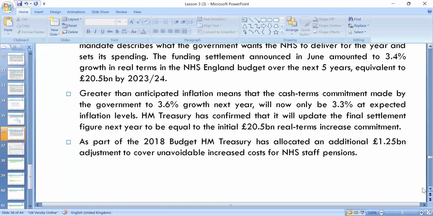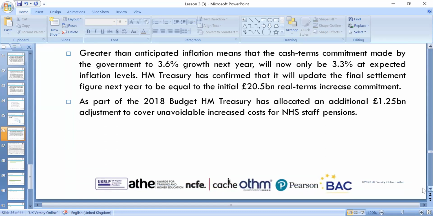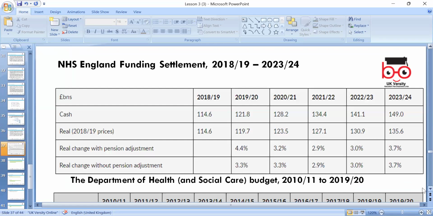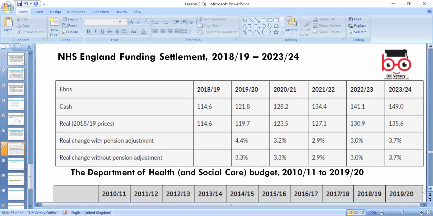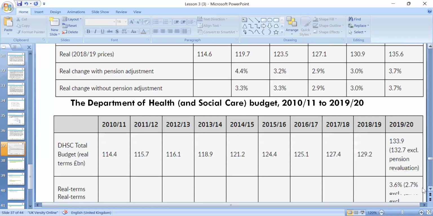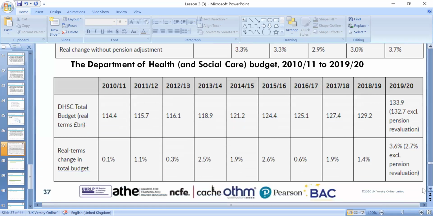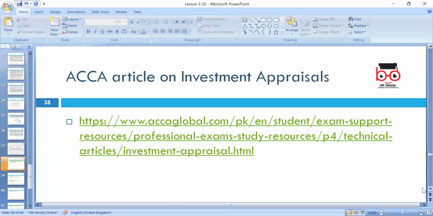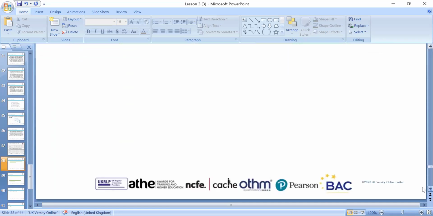And always we need to look at it: if the number of users increases, you have to think about that. So these are some examples of the NHS budget: real change in pension adjustment, national minimum wage adjustment, and so on. So in different areas, the budget differs. And we have an article on budget and investment appraisal, so please go and read it to enhance your understanding about investment appraisal.